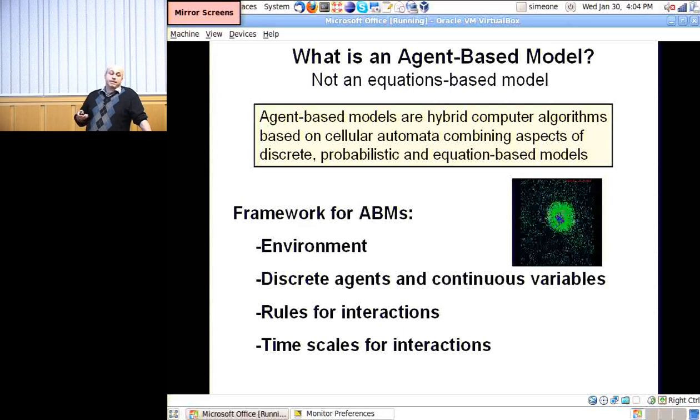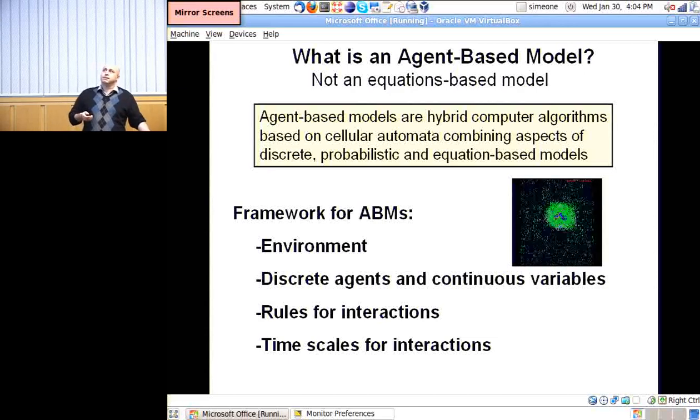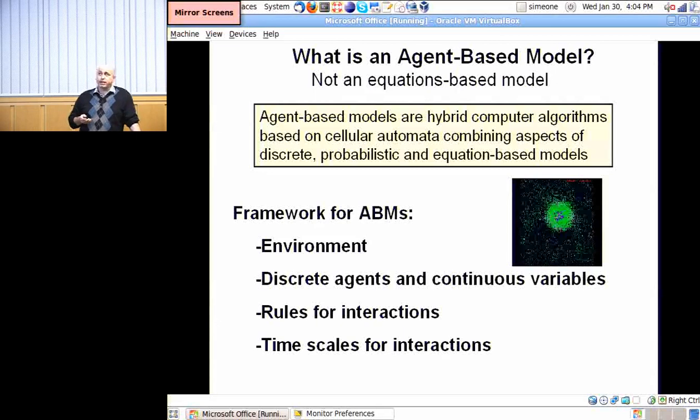And we need to define the interaction between the agent and the environment, between the agent and this continuous variable, and also the time scale for this interaction. The whole code, the whole program, the whole platform is usually implemented in C++ or in an object-oriented programming language. But there are also some software available like NetLogo, which are not as powerful though.